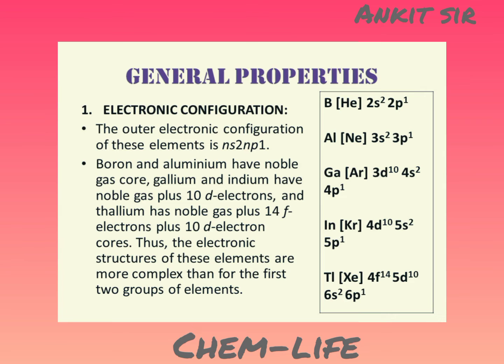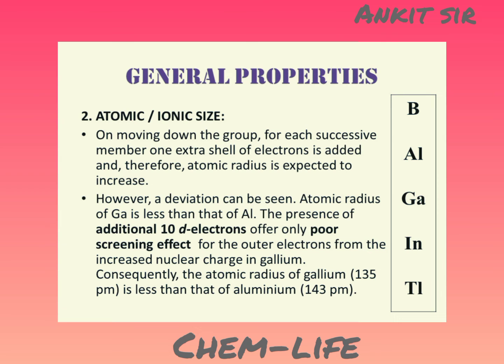Atomic and ionic size. As we know, on moving down the group for each successive member, one extra shell of electrons is added, and therefore atomic radius is expected to increase. However, there is a deviation. Atomic radius of gallium is less than that of aluminium due to the poor screening effect, or we can say the additional 10d electrons. As you know, the atomic radius of gallium, which is 135 picometer, is less than that of aluminium, which is 143 picometer.